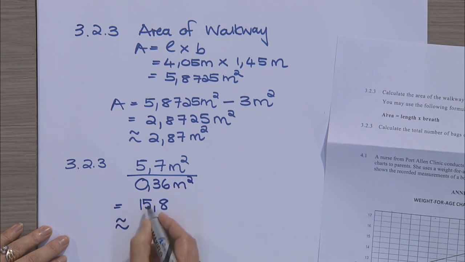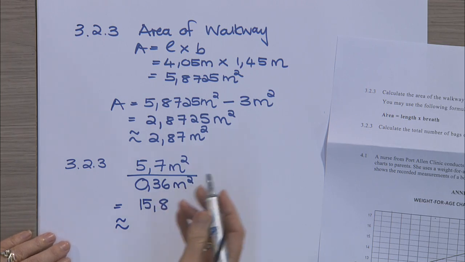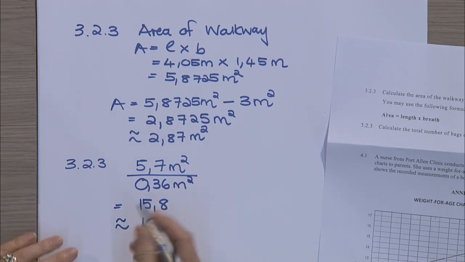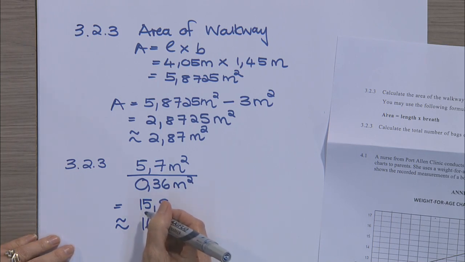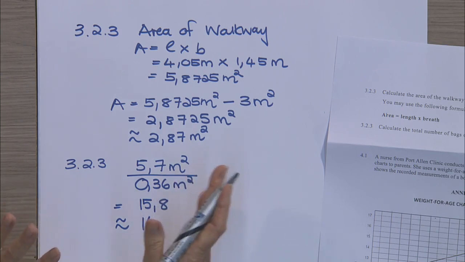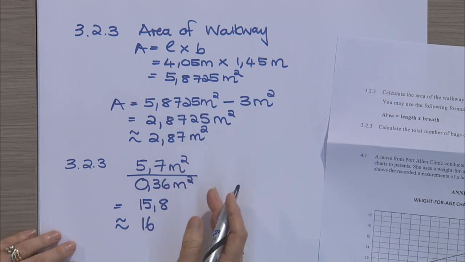We can't buy 15.8 bags, so we'll round it to 16. Why are we rounding it up? We are rounding it up because if you buy 15 bags, there will be little space there somewhere in the walkway that won't have enough pebbles.